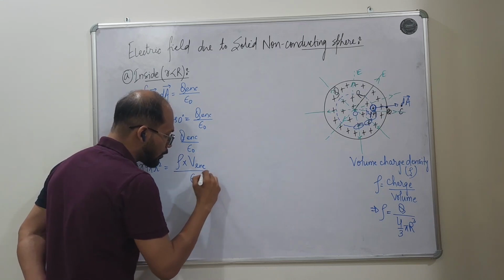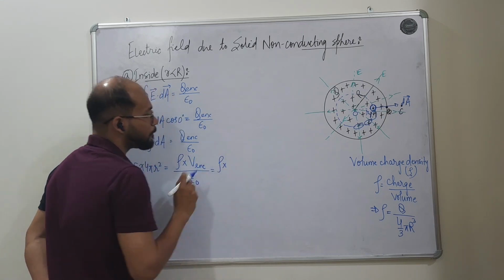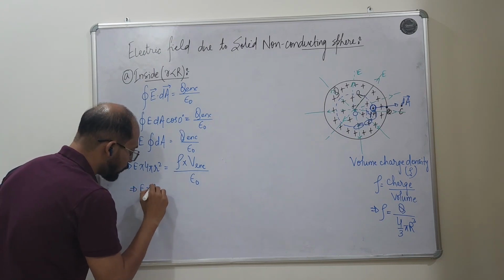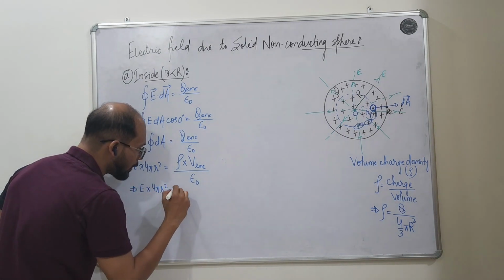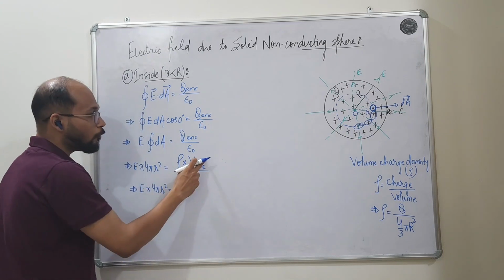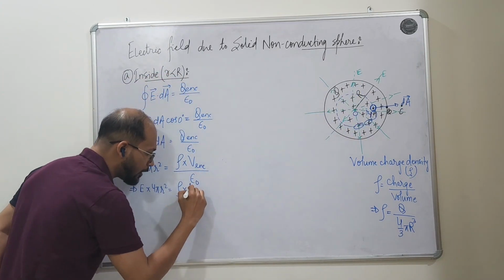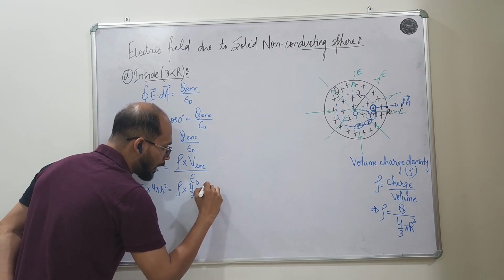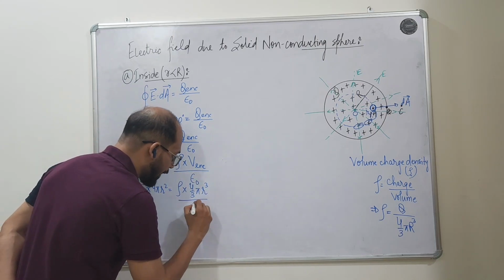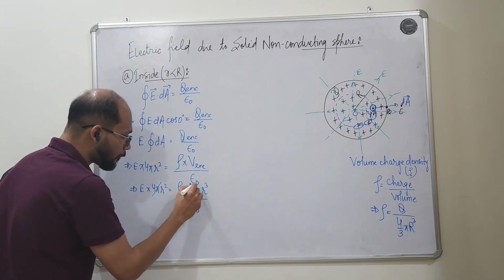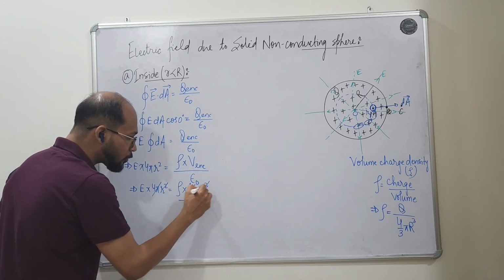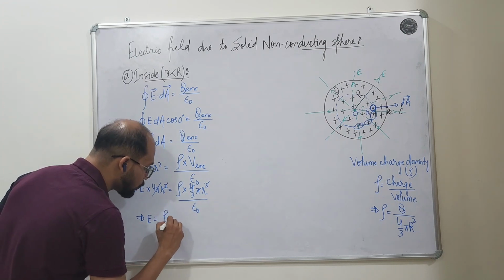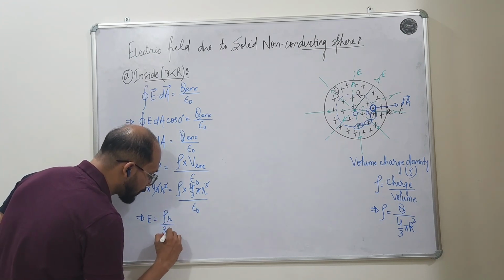divided by epsilon naught. So we can write it as E into 4 pi small r square equals rho into volume of this Gaussian surface, that will be 4 by 3 pi r cube, divided by epsilon naught. From here, 4 pi will get cancelled out, r square will get cancelled out, and we will get E equal to rho into r by 3 epsilon naught.